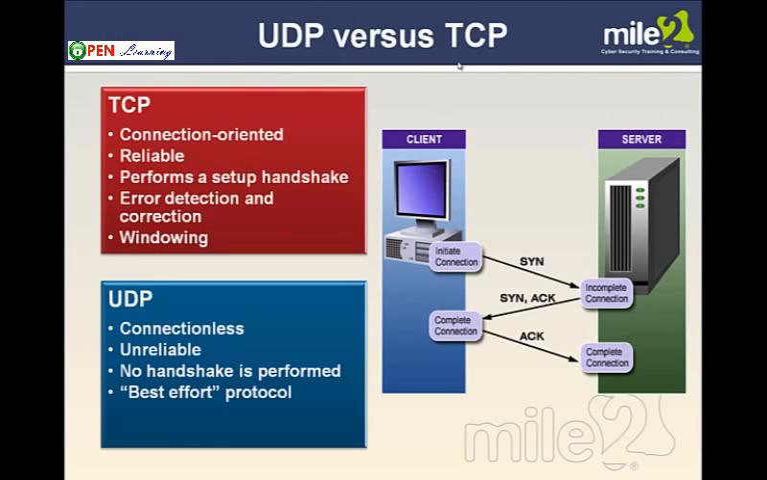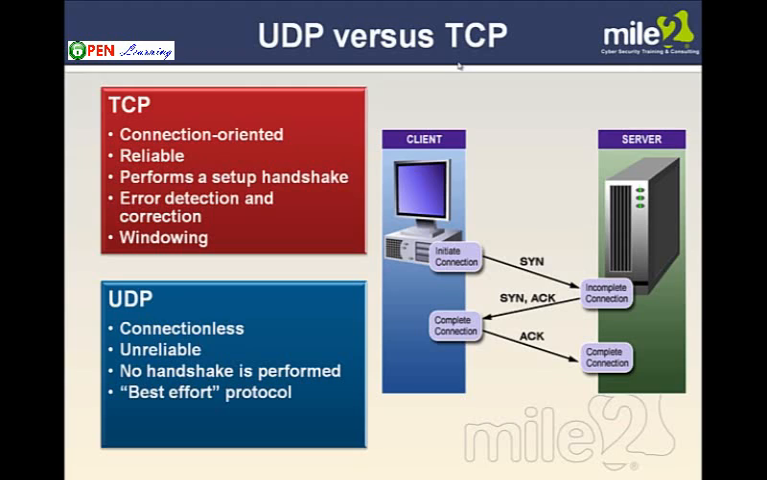You saw that several of the protocols were TCP and the others were UDP. The ones that need to be connection oriented and more reliable perform a handshake, have error detection, can correct errors, and can adjust how much information is sent to the recipient at a time. It's like a window size. This is all TCP oriented.